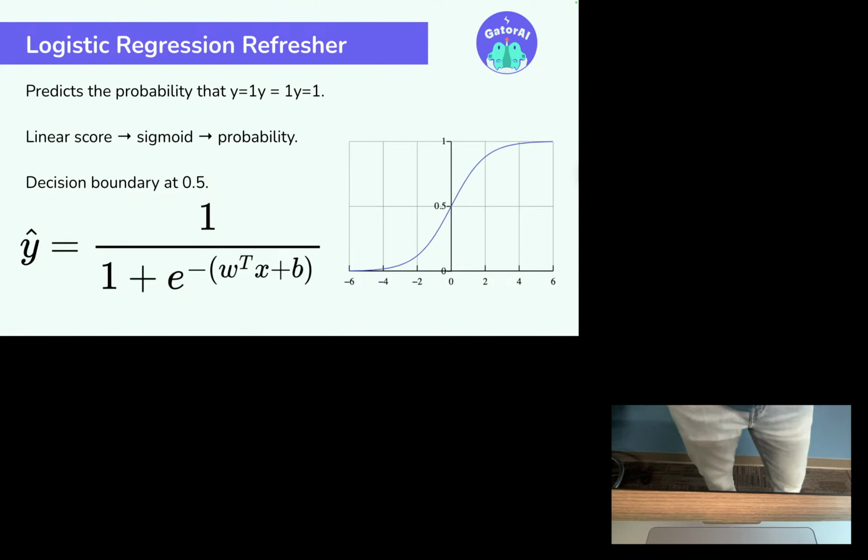And quick question, why is it called logistic regression? Can anyone answer?